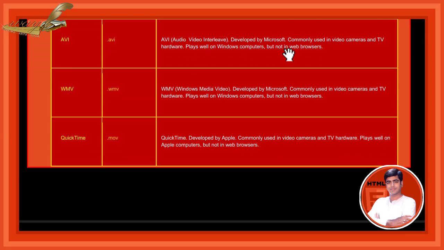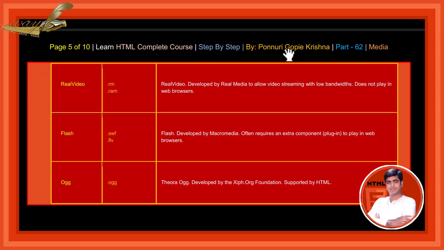WMV, Windows Media Video, developed by Microsoft, commonly used in video cameras and TV hardware, plays well on Windows computers but not in web browsers. QuickTime, .mov. QuickTime, developed by Apple, commonly used in video cameras and TV hardware, plays well on Apple computers but not in web browsers. Real Video, .rm, .ram. Real Video, developed by Real Media to allow video streaming with low bandwidth, does not play in web browsers.